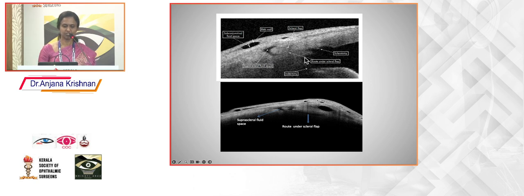So in the first image, you can make out a sclerotomy. In the second one, the route under the scleral flap is seen. Then there is some suprascleral fluid collection there. Then the subconjunctival fluid collection spaces are seen.